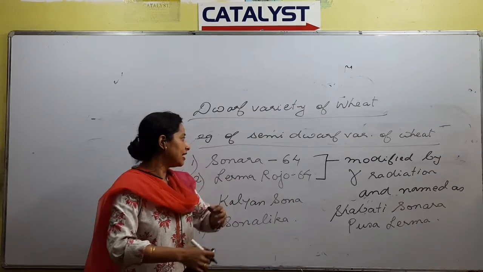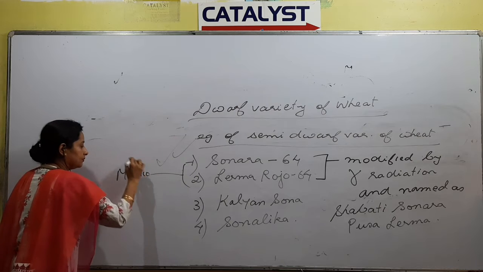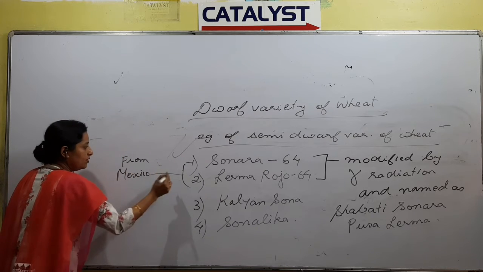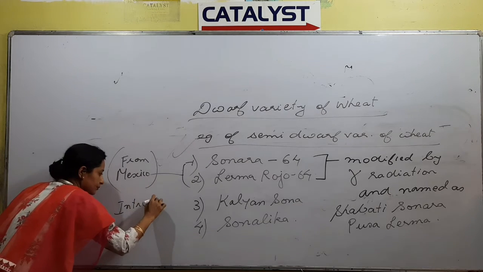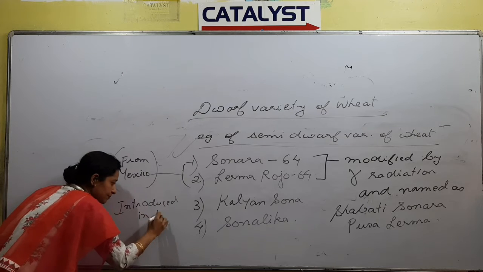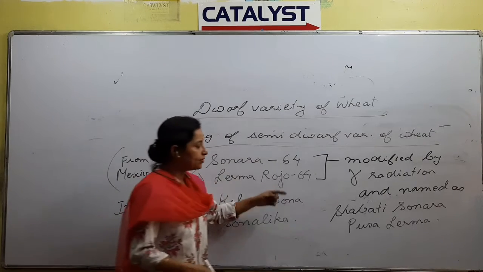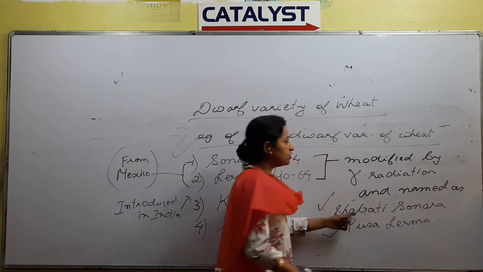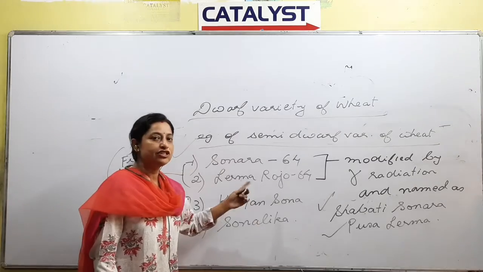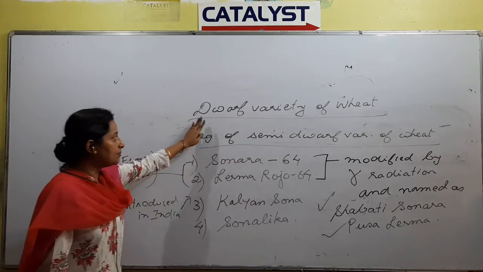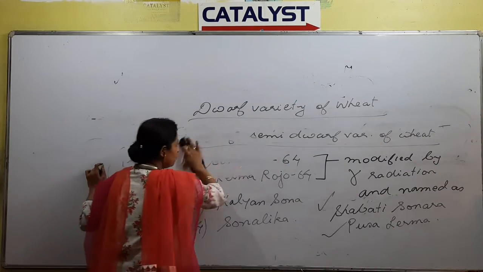These were brought from Mexico. From Mexico it was brought and then introduced in India, right? So they were modified, and you have to remember these two names also, Sharbati Sonora and Pusa Lerma. So ultimately we have got certain names that, from the examination point of view, you need to remember. So these are some information about the dwarf variety of wheat. Because of these, the production of wheat increased drastically.